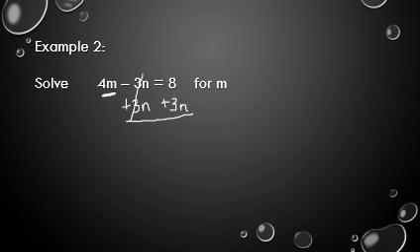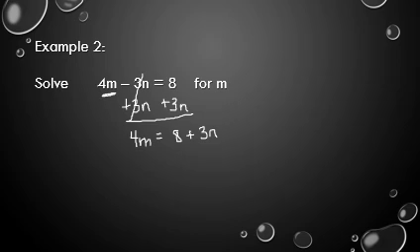Now, these are going to cancel out, and that leaves us with 4m, and then 8 plus 3n. That does not equal 11n. Remember, these are not like terms. So what I would write is 8 plus 3n. Or you could write 3n plus 8. And that would be the commutative property of addition that tells us it's okay to write 3n plus 8.